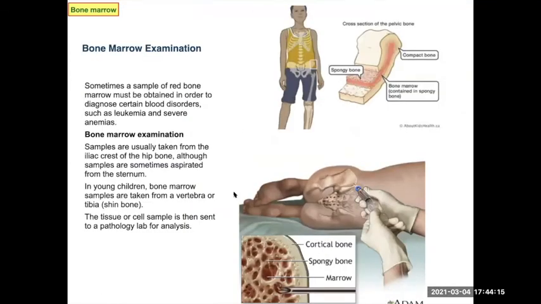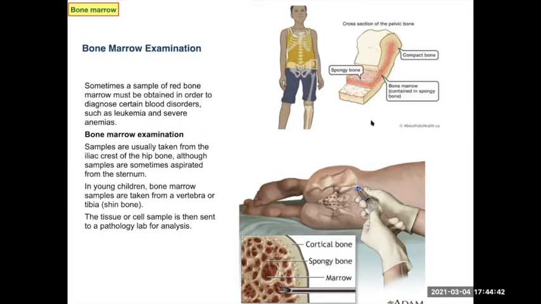And then the other reason I would bring this up is, you've probably heard of bone marrow, either transplants or examinations, right? The reason why transplants are a thing is because of all those stem cells within the bone marrow, which can give rise to a host of new cells. But sometimes you're doing it to look for certain blood disorders, leukemia and different blood disorders, right?